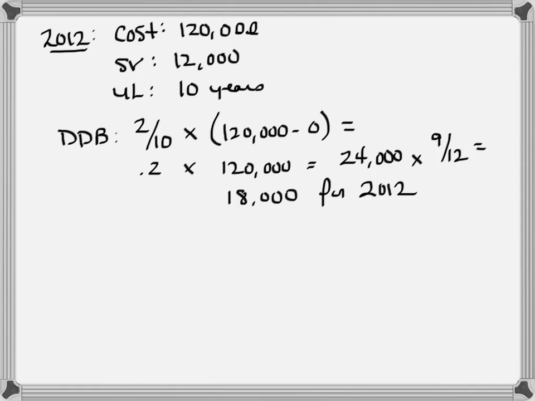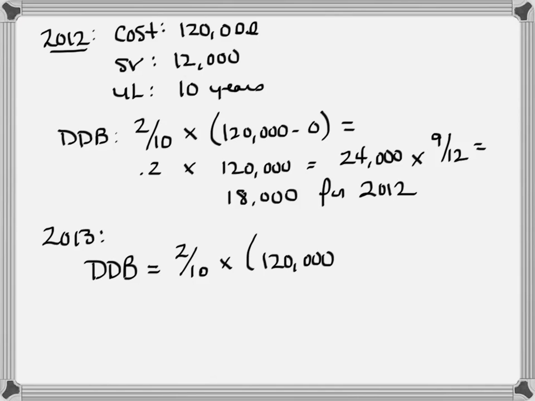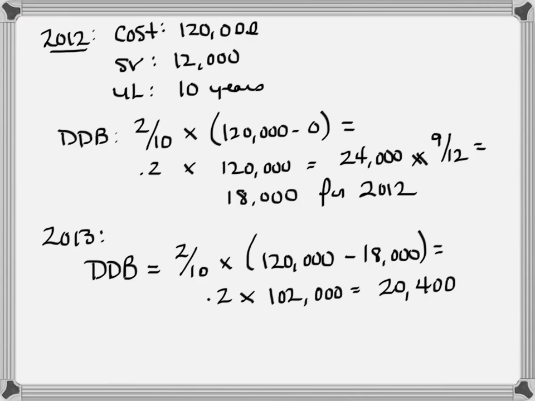Now let's look at 2013, because in this method it's going to change every year. It's not like straight line method. So if we do 2013, again, double declining balance would equal 2 over 10, which we know to be 0.2, times the cost, which is 120,000, minus 18,000. Again, that's our accumulated depreciation to this point. So that gives us 0.2 times 102,000, which gives us 20,400. So 20,400 would actually be our depreciation expense for the year.